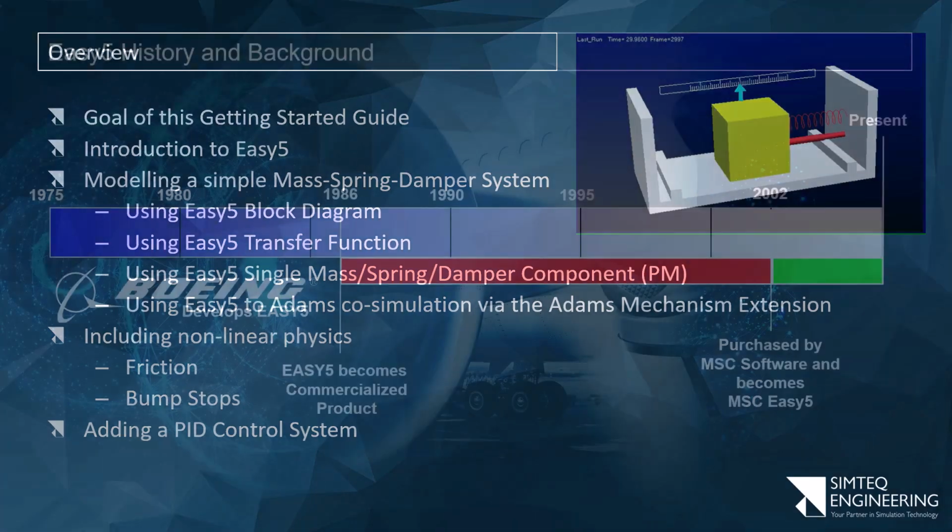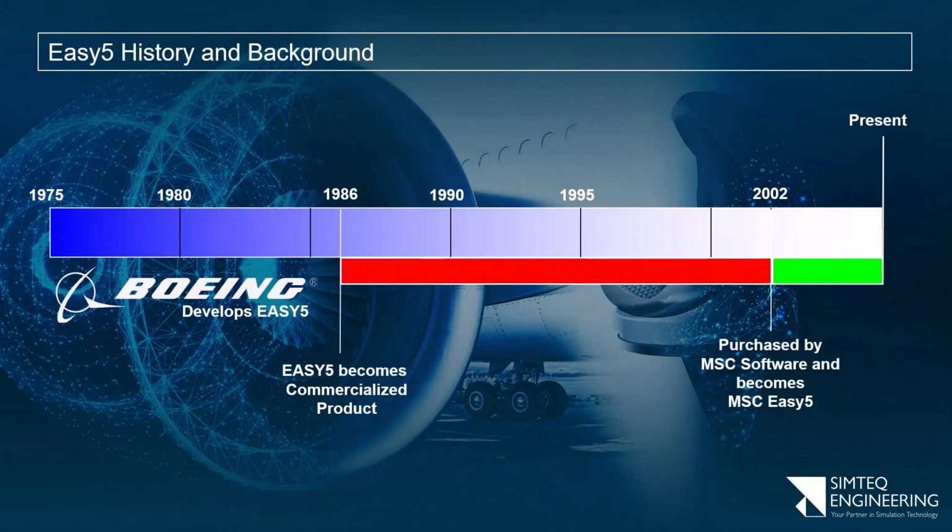So let's move on then and give you a brief history of Easy5. Easy5 development started in 1975, and for the first 10 or 11 years, it was an in-house product developed by Boeing. It was being used by Boeing's mechanical engineers, system engineers, and engineers looking at flight control dynamics, mechanical system performance, hydraulics, and gas dynamics. So this was primarily an in-house tool developed by Boeing and for Boeing engineers.